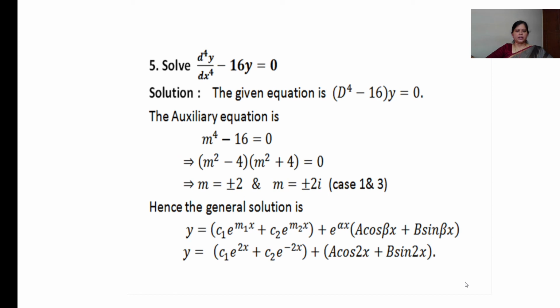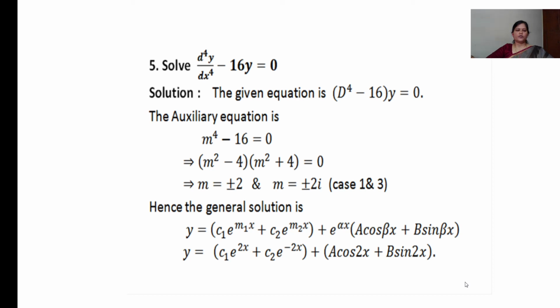Then the next example is solve d⁴y/dx⁴ − 16y = 0. See, this is not in the f(D)y = 0 form. So we are using the operator D = d/dx and getting the form (D⁴ − 16)y = 0. So now we know f(D) is D⁴ − 16. From that, the auxiliary equation is m⁴ − 16 = 0.